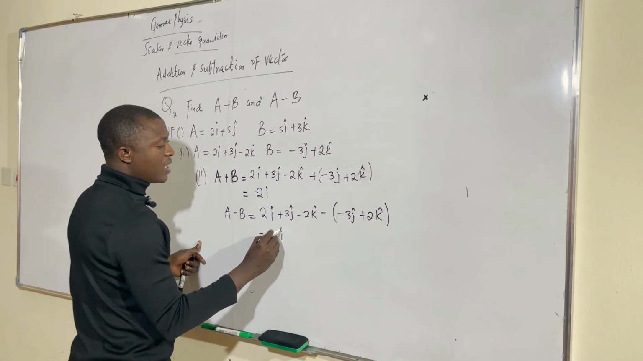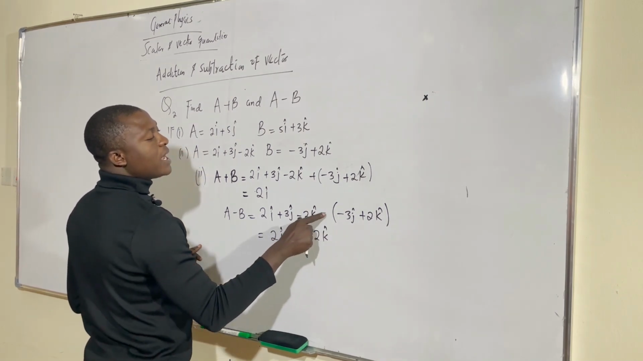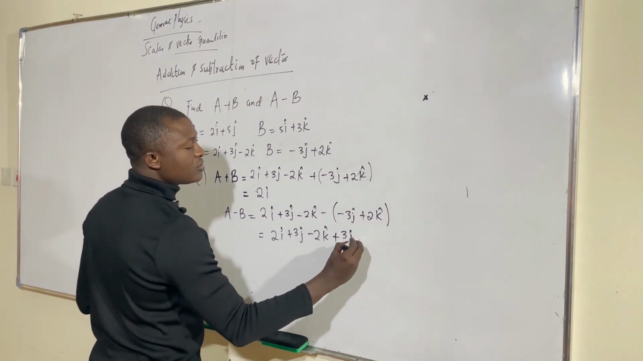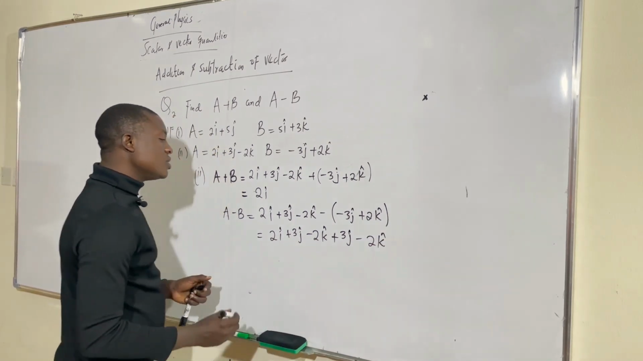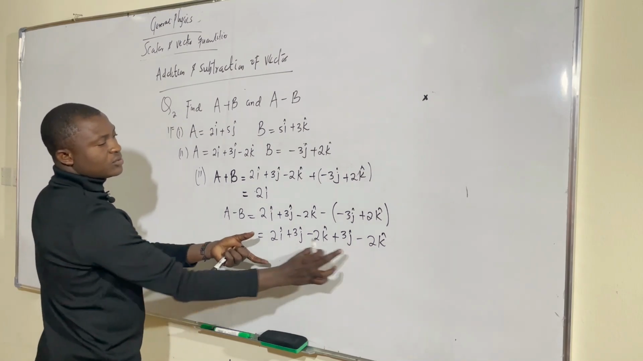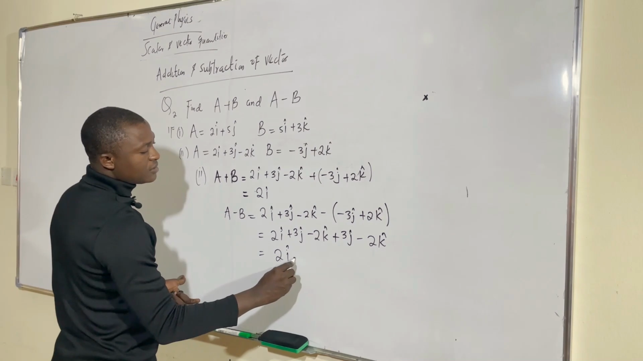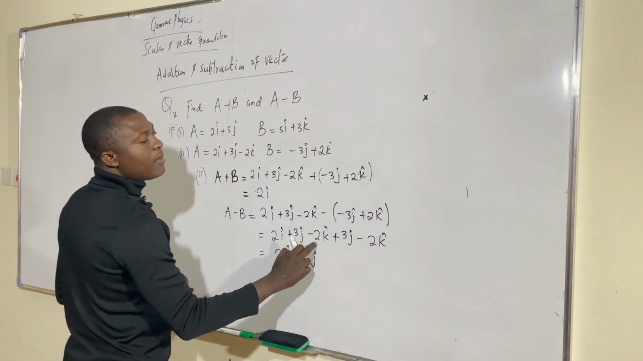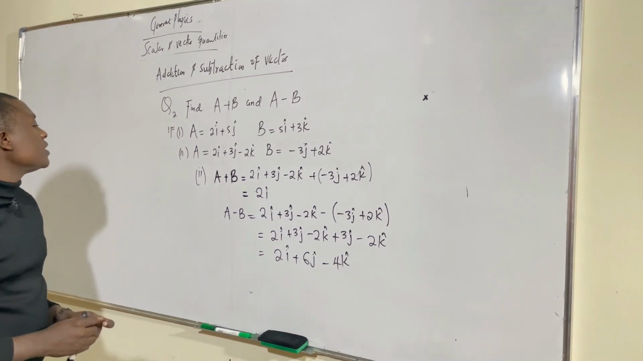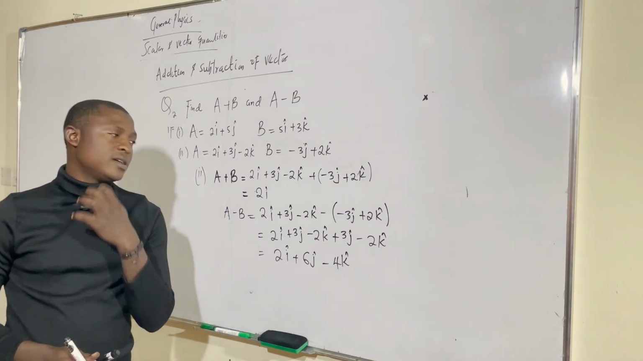Here we have 2i plus 3j minus 2k. Now, minus times minus, of course, we have plus 3j. Minus times this, of course, you are still going to have minus 2k. So now let's match them together. It's only 2i that we have here, right? Because there's no other i. So 3j plus 3j, definitely you are going to have 6j, and minus 2k minus 2k gives minus 4k. So the value of a minus b here is 2i plus 6j minus 4k.